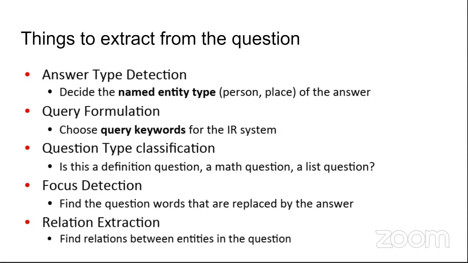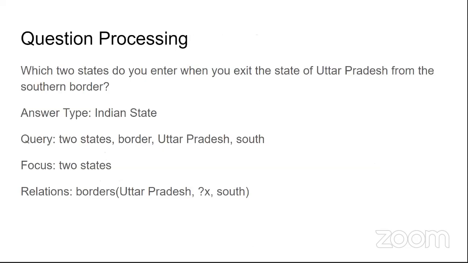Then after question type classification, it looks at the focus of the question words and what an answer should be, what word should be replaced by the answer. And then finally, it tries to extract a relation between two entities and possibly give you an answer.